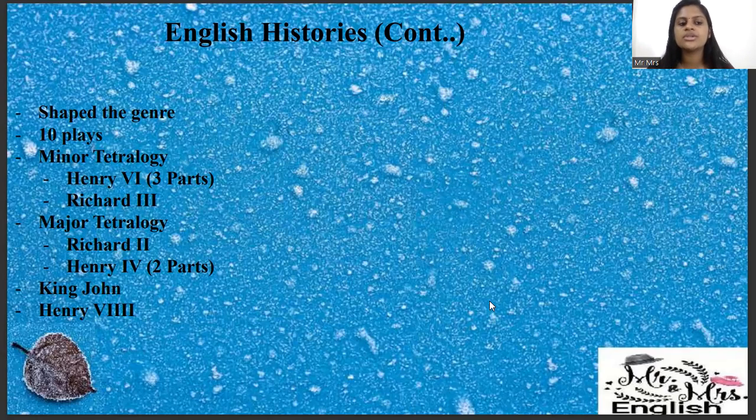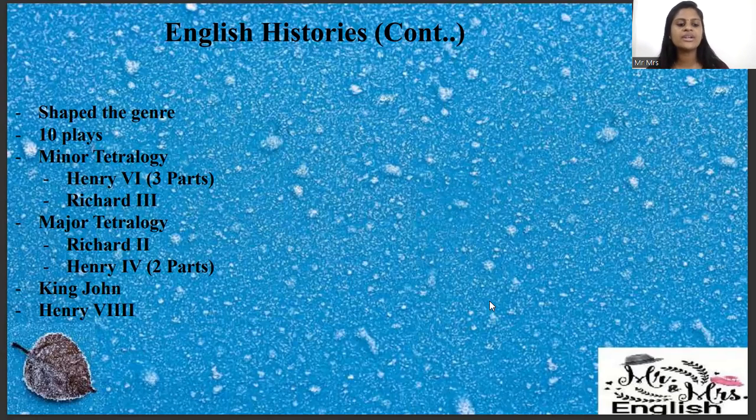So in minor tetralogy, you can see Henry VI first part, Henry VI second part, and Henry VI third part. Okay, there are three parts for the play Henry VI. So three dramas together. Then Richard III. These are the four plays included in the minor tetralogy. Then in the major tetralogy, you can see Richard II, Henry IV, two parts. These are the three plays here in the major tetralogy.